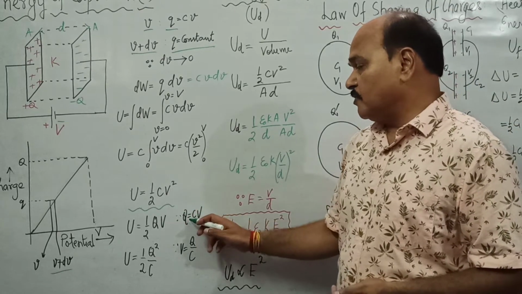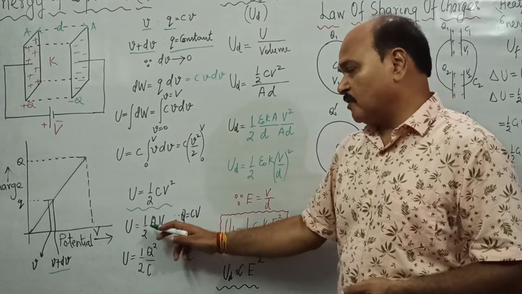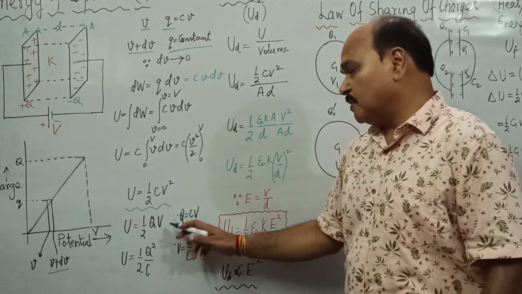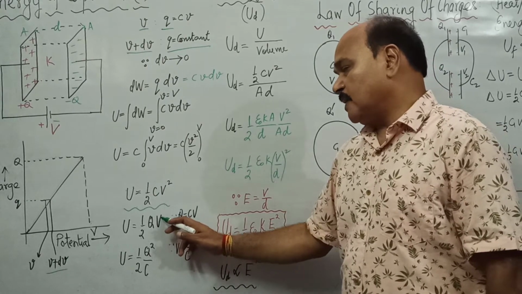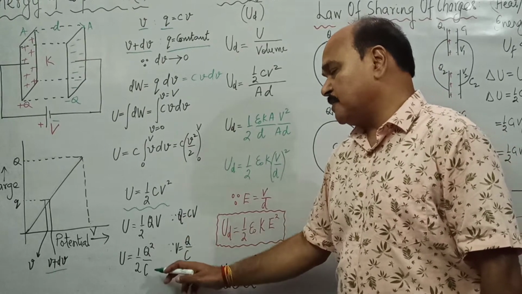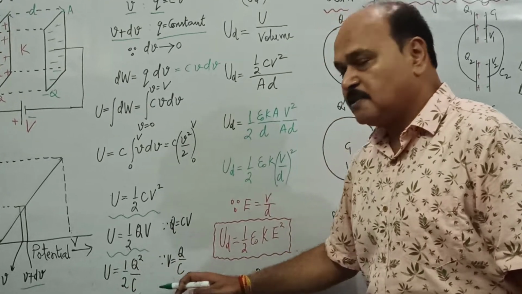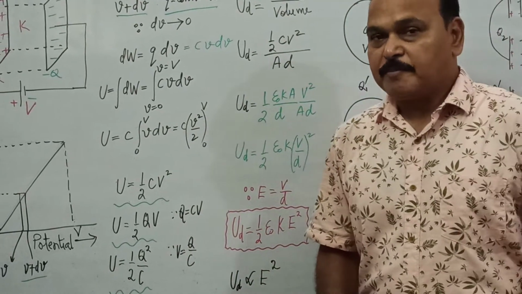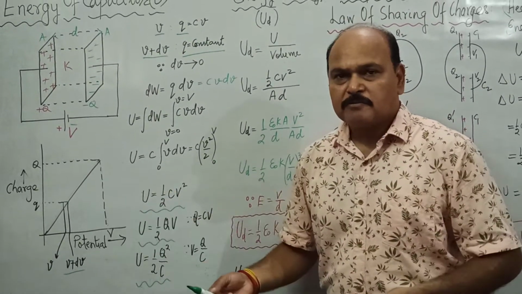Well, we know Q is equal to CV. So for one CV, we write Q. So we get 1 upon 2 QV. And we know that V can be written as Q by C. Therefore, if we write here Q by C, it becomes Q square by 2C. So these are three different forms of the same energy, which is energy stored by the capacitor. There are many ways we can find out this expression.